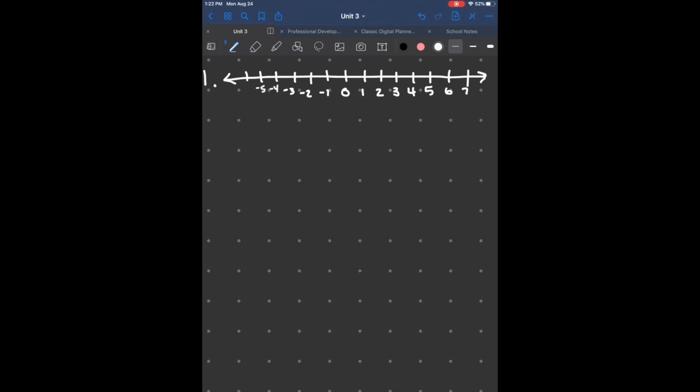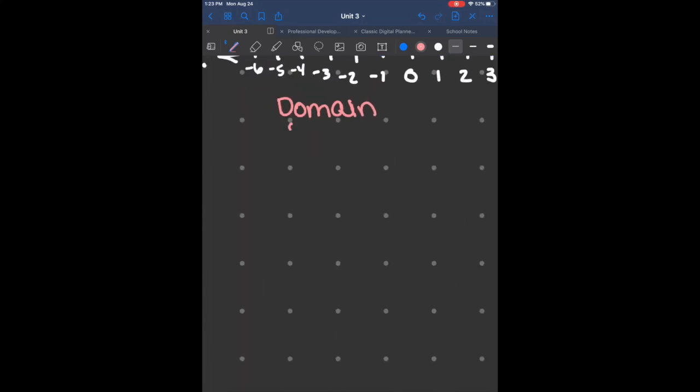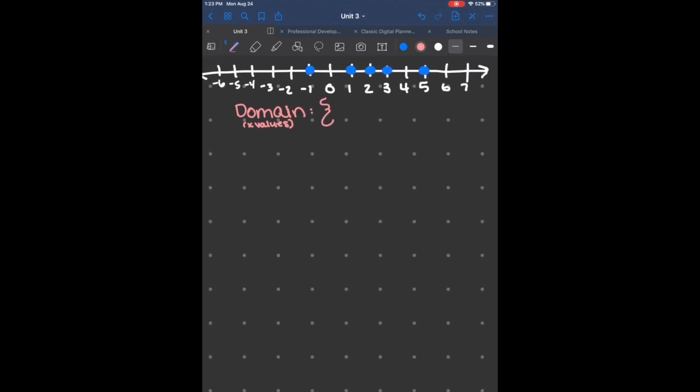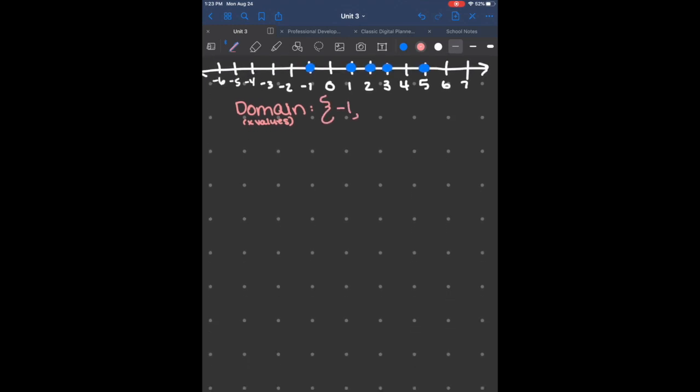All right, and so on our number line we have points at -1, 1, 2, 3, and 5. And when we write our domain, we write it with these squigglies. Remember, domain is x values. And we just list the points on the line. So -1, 1, 2, 3, and 5.